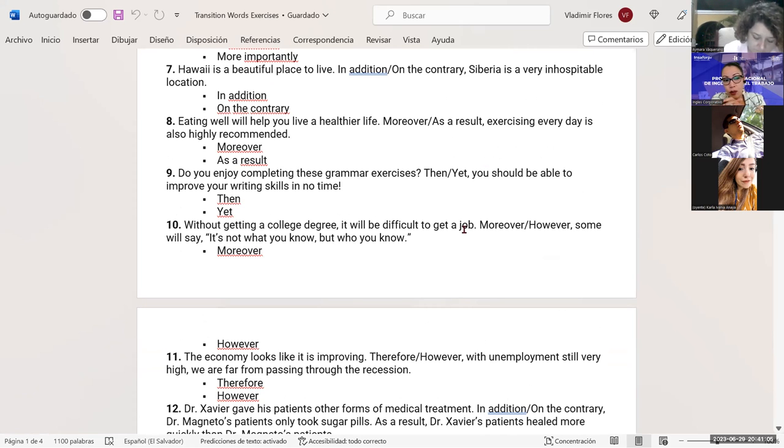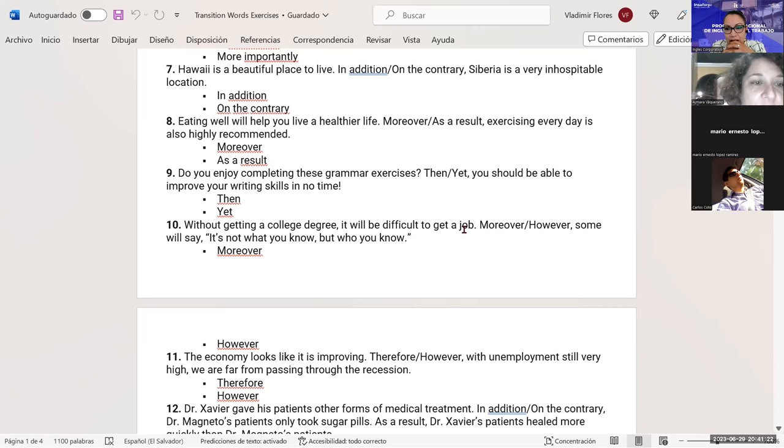Number eight, volunteer. Eating well. Number eight, Aymara. Okay. Eating well will help you live a healthier life. Moreover, exercising every day is also highly recommended. Excellent. That is correct. Moreover. Good, excellent job. Number nine, a volunteer.